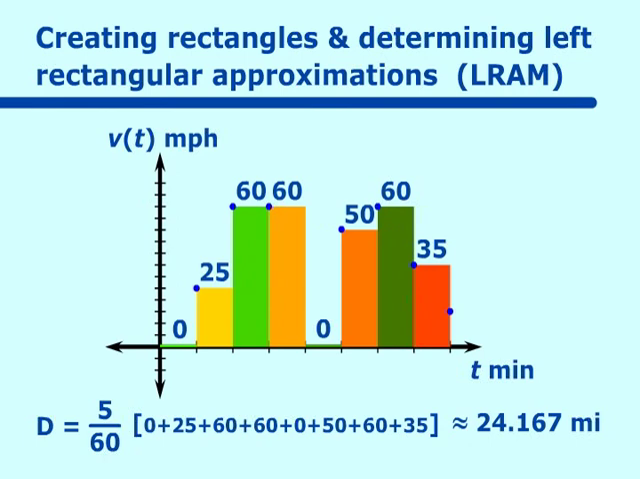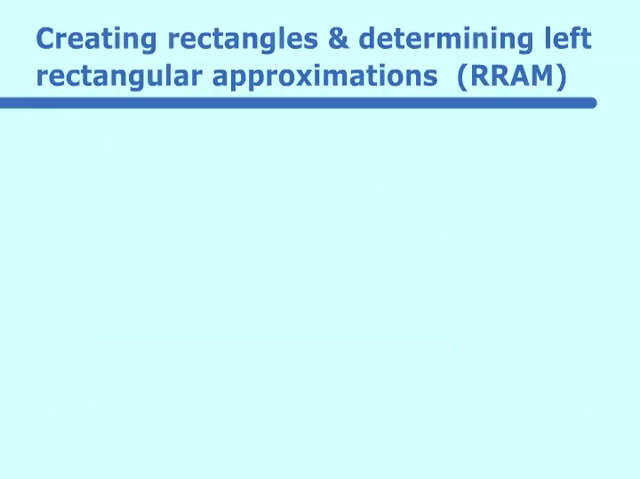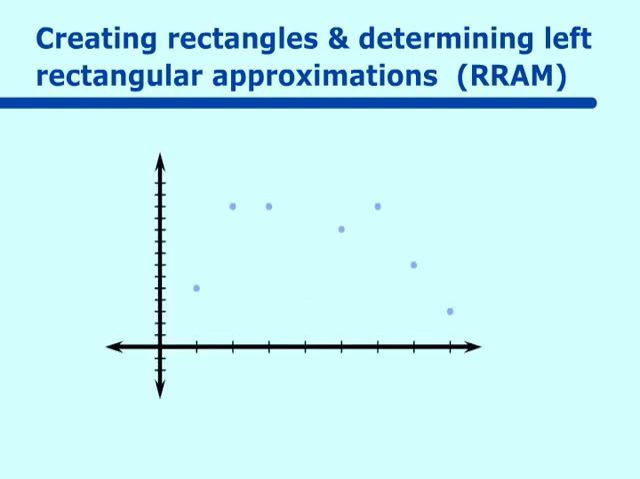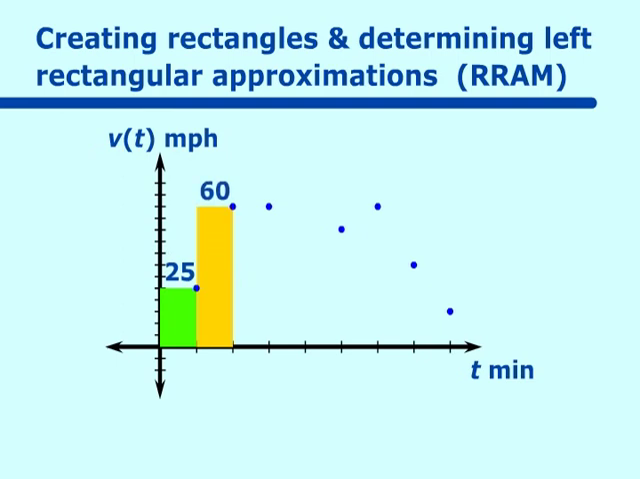Now, if we do the same thing with the right rectangular approximation, instead of using a left point as the height of my rectangle, I'm going to use right points. And this is how this one looks. So when I make each rectangle, instead of using the 0, I'm using the 25. And this one, I'm using the 60. So that height is 60. Again, using a 60. Then to the 0 for that right hand, and then up to 50 for that right hand, and then 60.